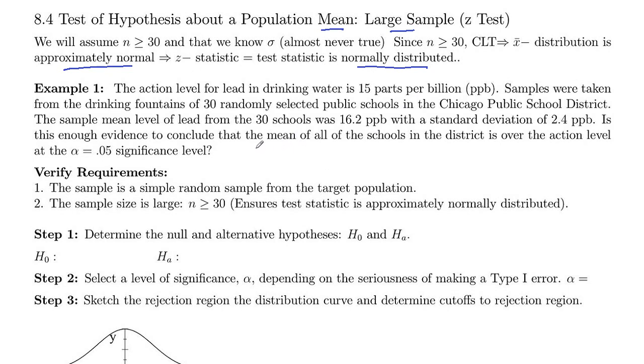So we are going back to our example for lead here. 15 parts per billion was our action level. That's our mu 0. Samples were taken from 30 randomly selected public schools. That's n. The sample mean for those schools was 16.2. That's x bar. And then the standard deviation here was 2.4. That's sigma. And then alpha was 0.05.